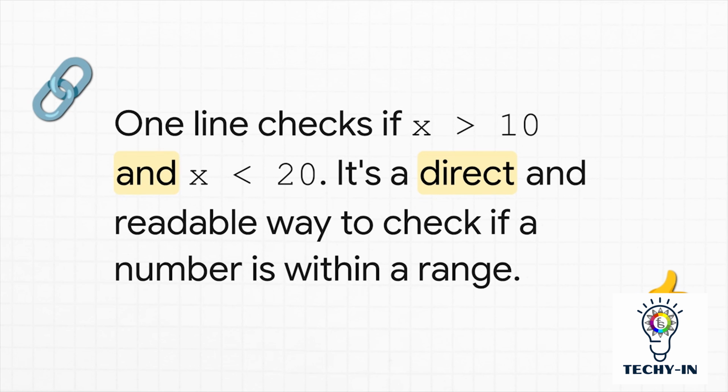Just look how clean this is. I mean, we could have used a nested if here, you know? If x is greater than 10, then check if x is less than 20. But the AND operator lets us just combine both of those checks into one line. It asks one simple question. Is x greater than 10 true? And also, is x less than 20 true? It's a single simultaneous check that makes the code way more direct, much easier to read, and a lot more efficient, especially for this kind of range validation.